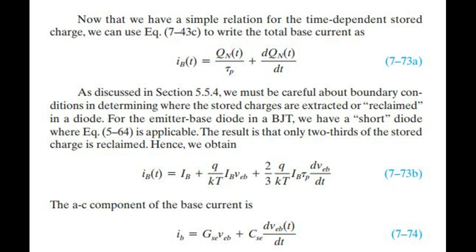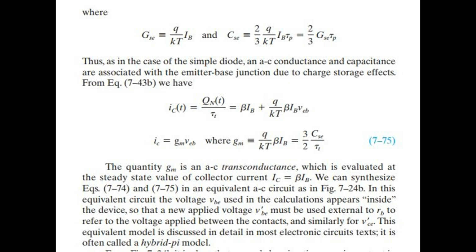For the emitter-base diode in a BJT, we have a short diode, where Eq. 5-64 is applicable. The result is that only 2/3 of the stored charge is reclaimed. Hence, we obtain the AC component of the base current. Thus, as in the case of the simple diode, an AC conductance and capacitance are associated with the emitter-base junction due to charge storage effects. From Eq. 7-43b, we have the quantity g_m, an AC transconductance, which is evaluated at the steady-state value of collector current I_C equal to beta I_B. We can synthesize Eqs. 7-74 and 7-75 in an equivalent AC circuit as in Fig. 7-24b.